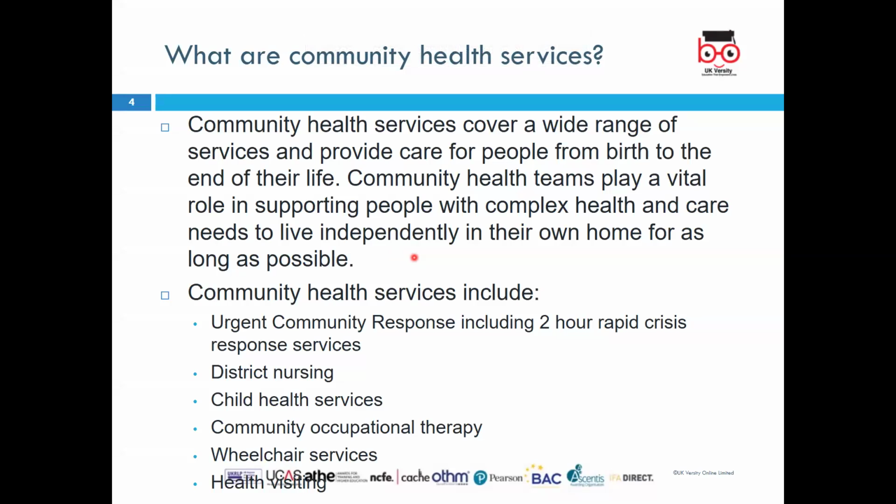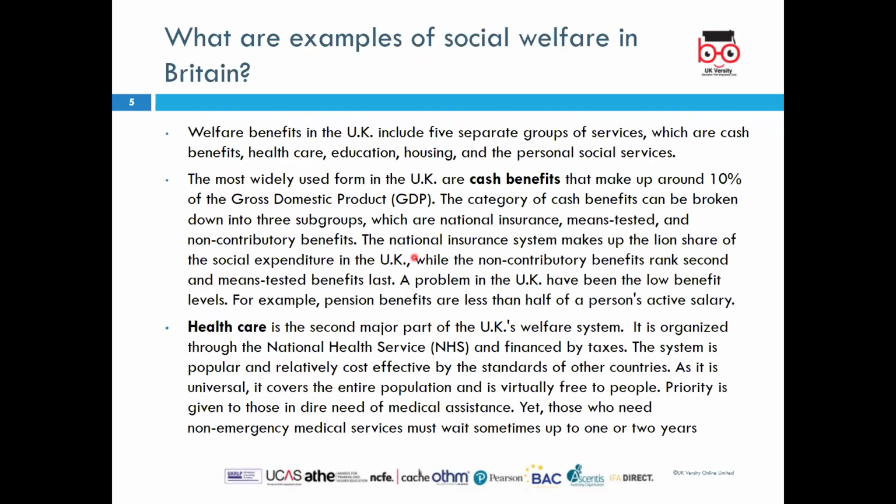Community health teams play a vital role in supporting people with complex health and care needs to live independently in their own home for as long as possible. Community health services can have more examples, but some of them are urgent community response, including 2-hour rapid crisis response services. You have district nursing, child health services, community occupational therapy, wheelchair services, and health visiting.